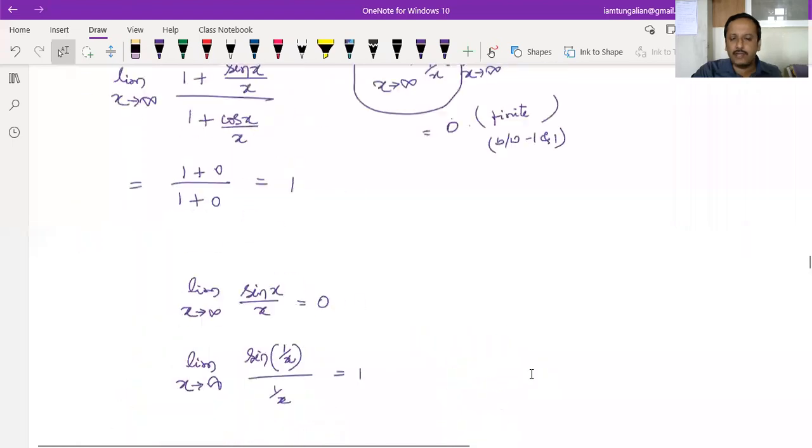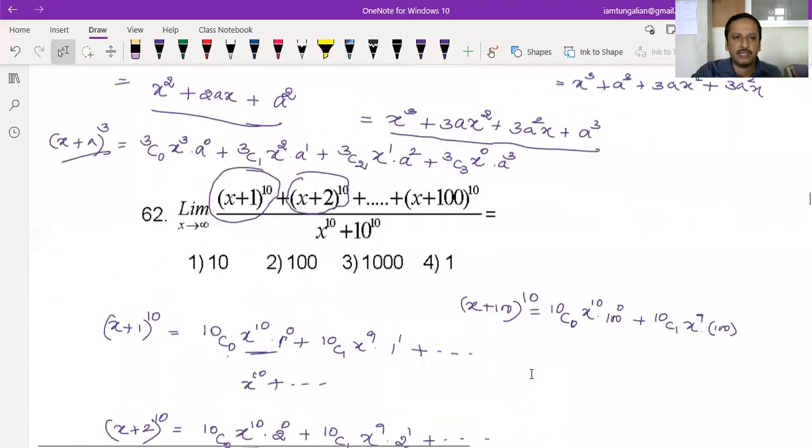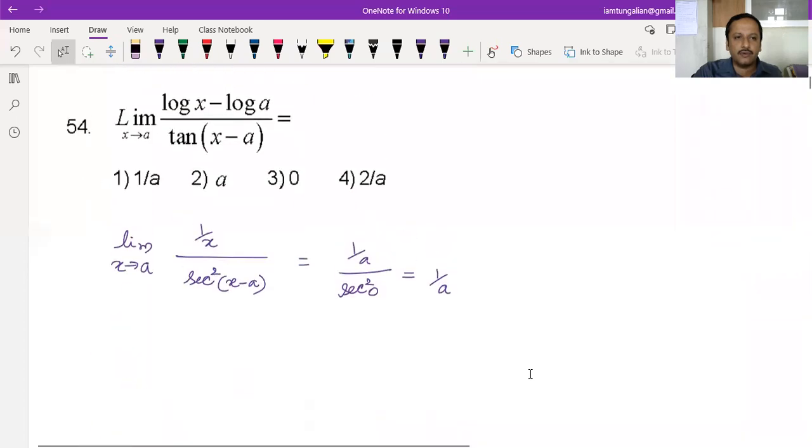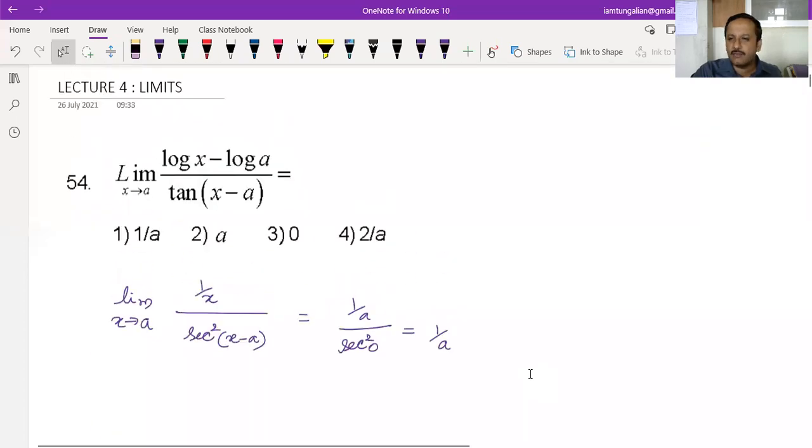Okay, so the 54th question, Rashmi has a doubt. Question number 54, where is 54? Okay, so very simple. I will send a screenshot, that PDF, don't worry.